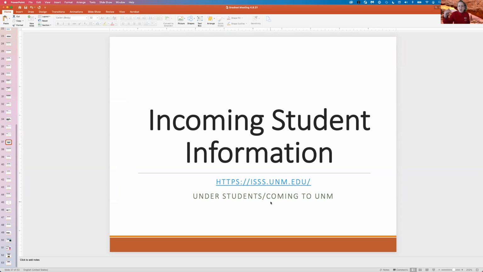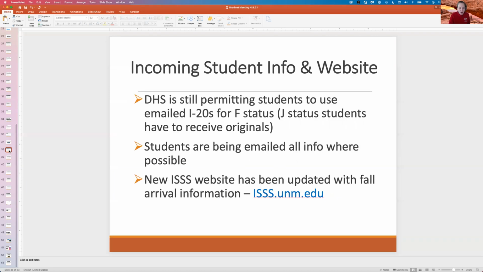There's a student link and a scholar link at the top in red. We have a mega menu there where you can click on it, and there's a whole section on coming to UNM, which has all of our dates and details on it.